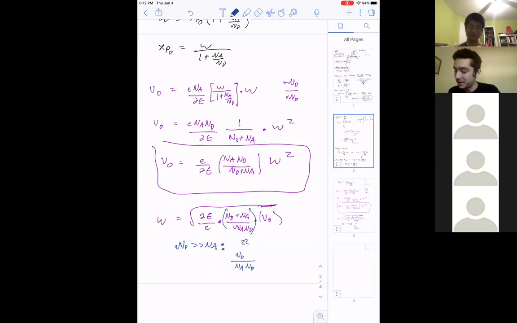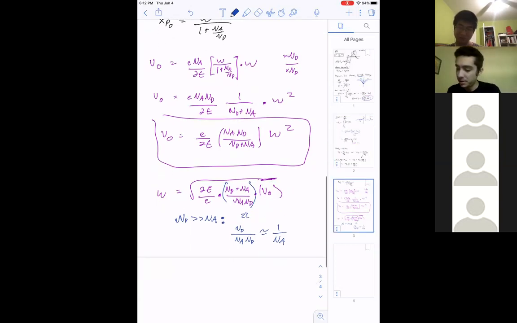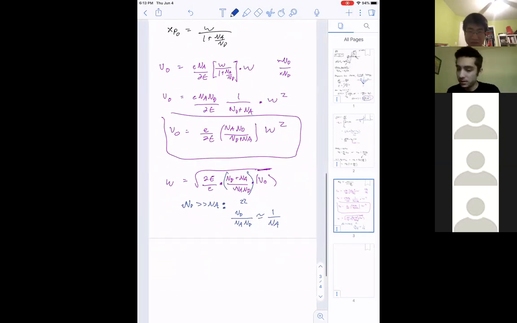So what I was saying here is basically this is approximately 1 over NA if ND is much bigger. So the smaller one is kind of limiting you. It's an approximation that helps you if you want to put some actual numbers to it. Okay, so I think we'll go to the next topic in a second.